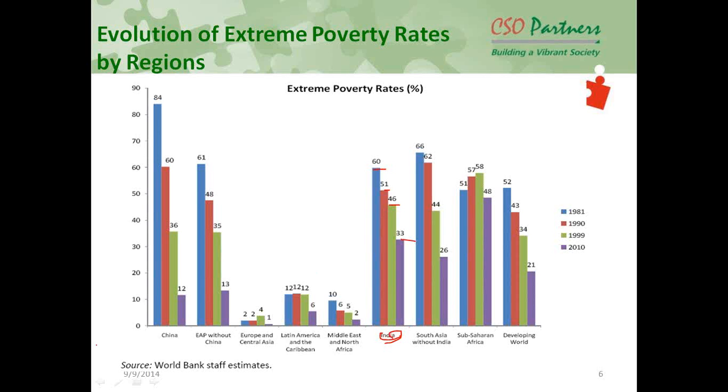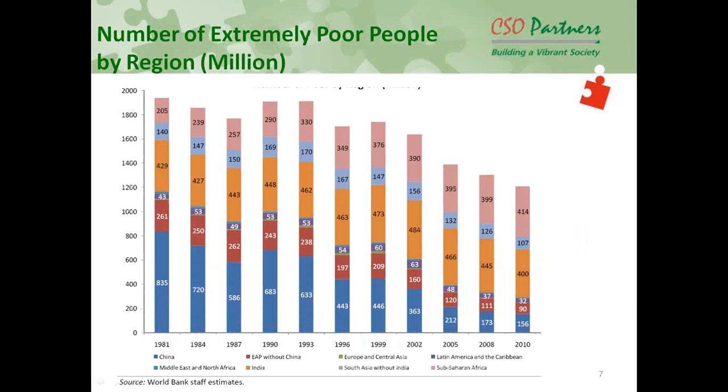At the same time, if you look at our neighborhood, in China it is at 12%. In East Asia Pacific, it is 13%, excluding China. Then in the developing world in total, it is 21%. So we are still at 33%, and in all other regions it is much lower than us. Income wise, this is the kind of situation.